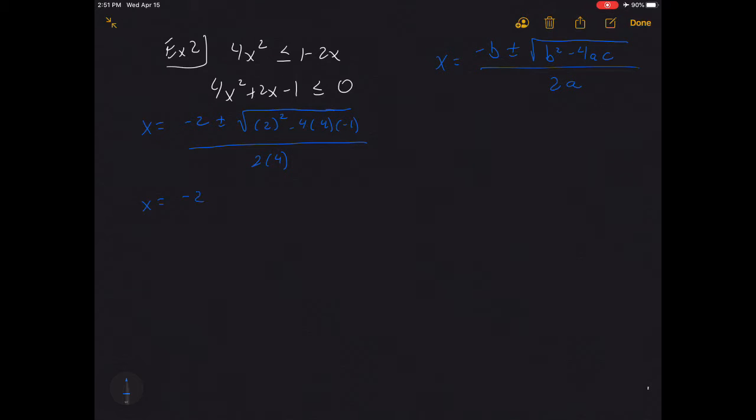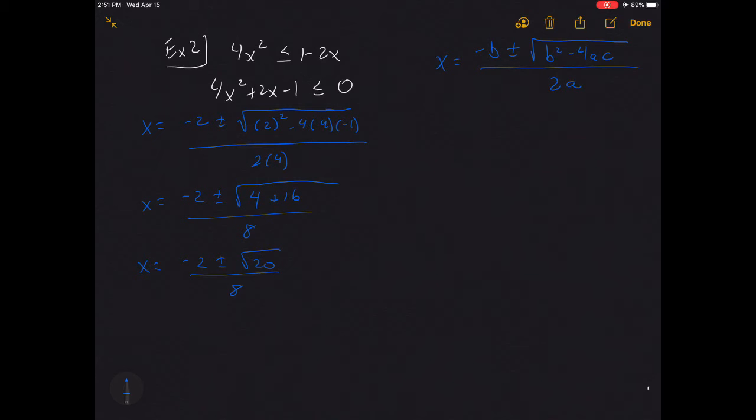So we always simplify under the root first. So 2 squared is 4. And then let's see, minus 4 times negative 1. So I get negative 4 times 4, which is negative 16, times negative 1, which is positive 16. So this is going to become plus 16. And then we can do the denominator. We can always do that one at any time. That's just 8. So let's simplify a little bit more. So negative 2 plus or minus the square root of 20 over 8.